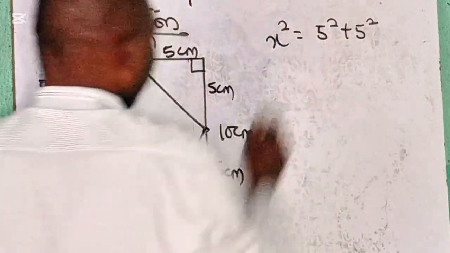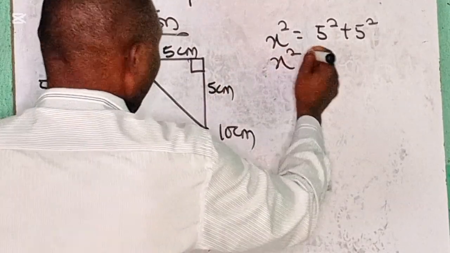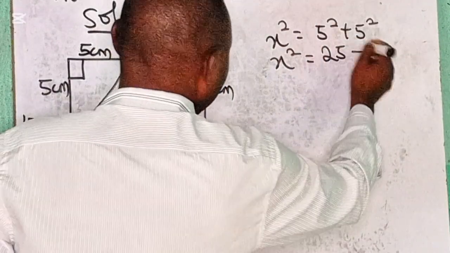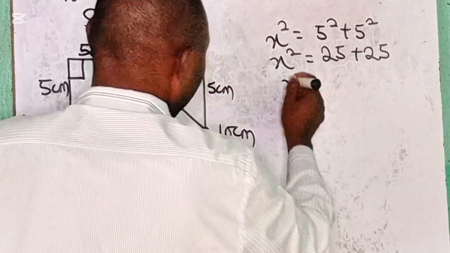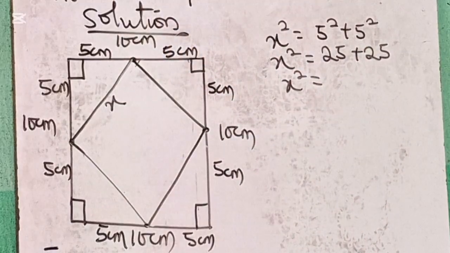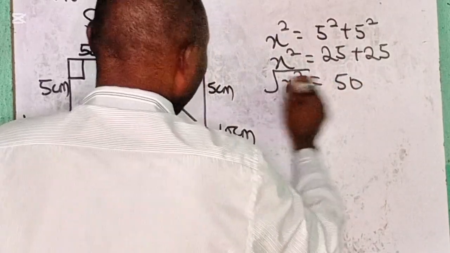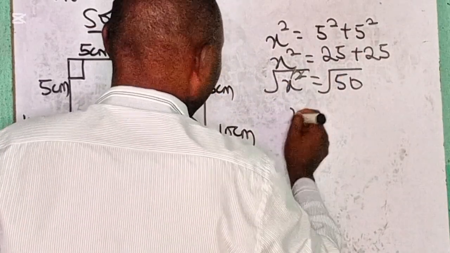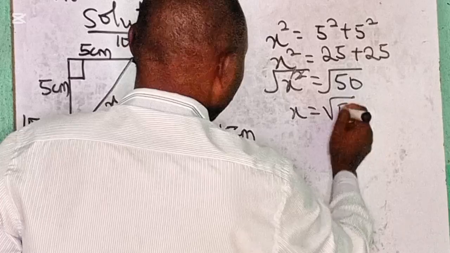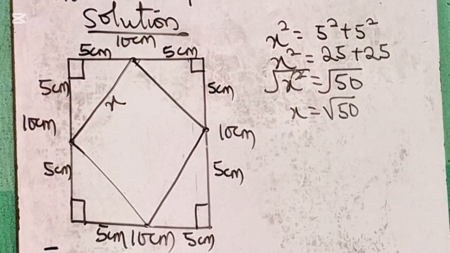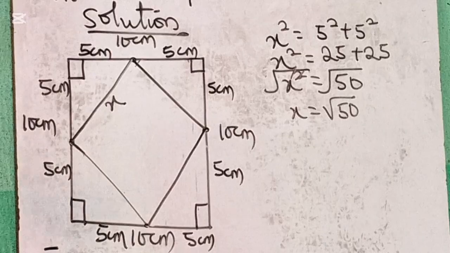Is that clear? Good. So this is x squared equals 5 squared is 25, 5 squared is 25. So x squared is equal to 25 plus 25, which will give us 50. So if I take square root of both sides, my x is equal to the root of 50. Of course, 50 is not a perfect square. So what do we do in this case? Now, take note of this.